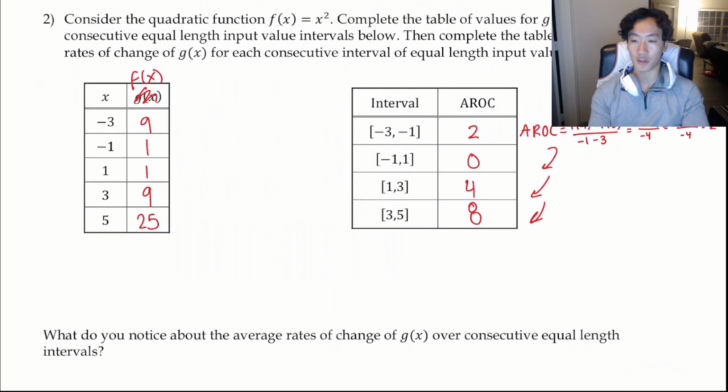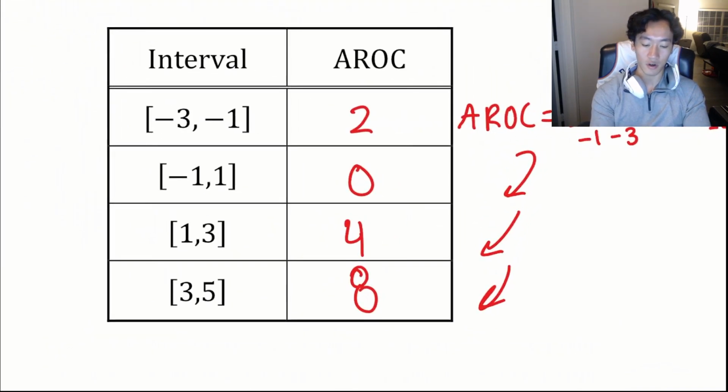Well, as we observe the average rate of change, these are all consecutive lengths that are exactly the same. From negative 3 to negative 1, that's a difference of 2. From negative 1 to 1, that's a difference of 2 as well. So that's what they mean by consecutive interval changes. They're the same amount each time.